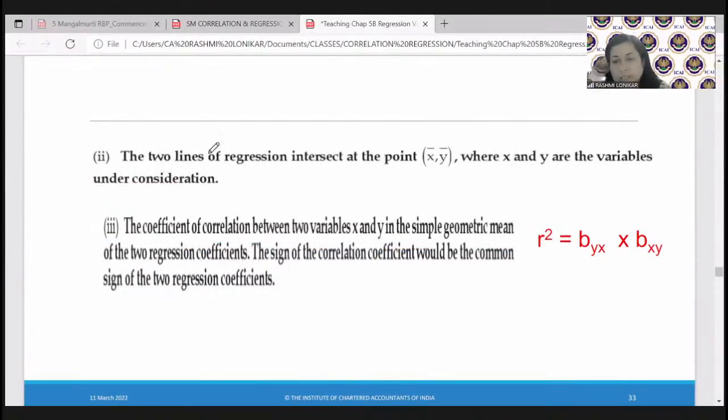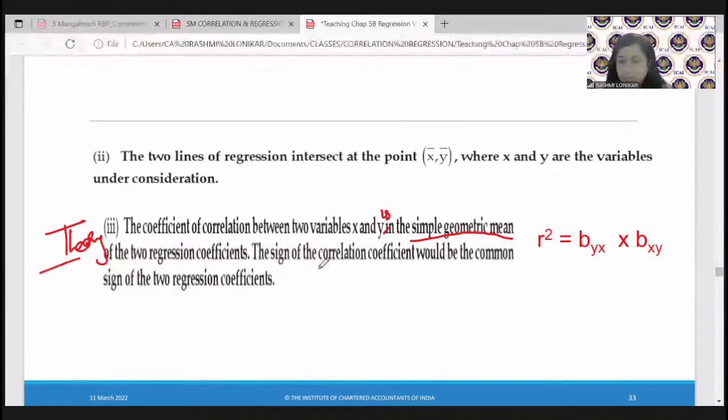The second property is that the two lines of regression intersect at the point x bar and y bar. Third, the coefficient of correlation between two variables x and y is the simple geometric mean of the two regression coefficients. This is a very important theory question. They will give fill-in options: simple geometric mean, arithmetic mean, harmonic mean.